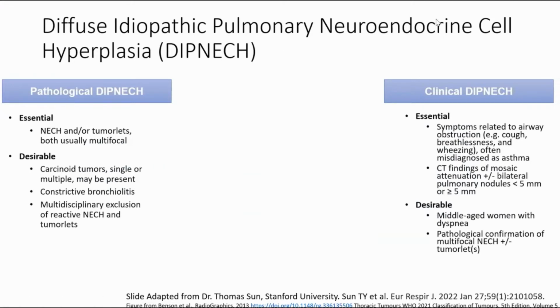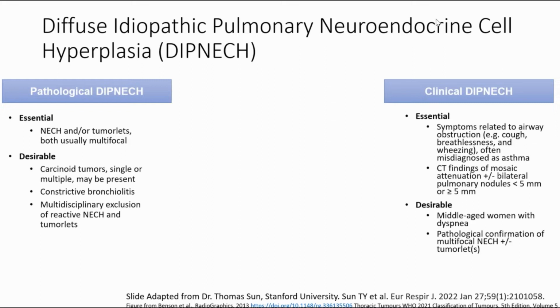Then I just want to briefly tell you about this condition that's very unique to lung neuroendocrine tumors, and it's called diffuse idiopathic pulmonary neuroendocrine cell hyperplasia. It's a mouthful. I just call it DIPNEC.